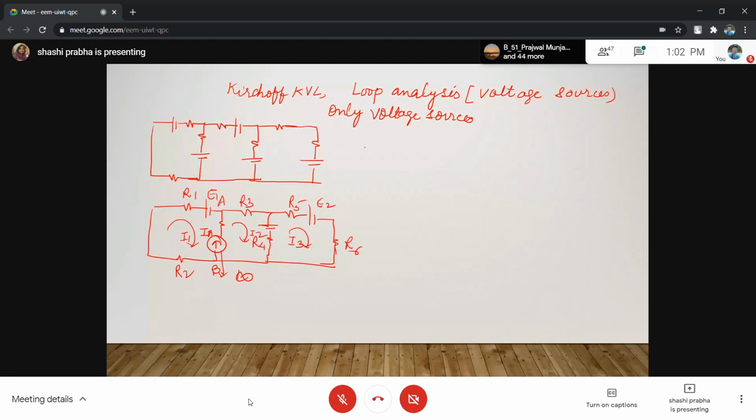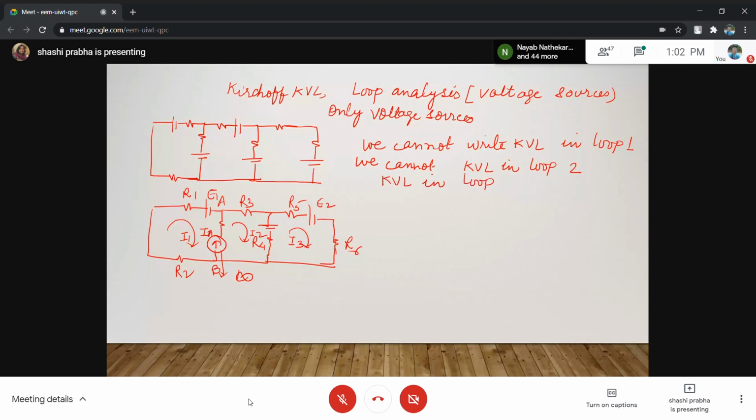We cannot write KVL in loop 1, because there is a current source. We cannot write the Kirchhoff's voltage law equation in loop 2 either, because the current source is in loop 2 also. In loop 3 you can write KVL. So one equation you are able to write.